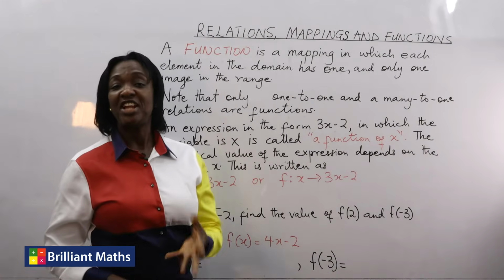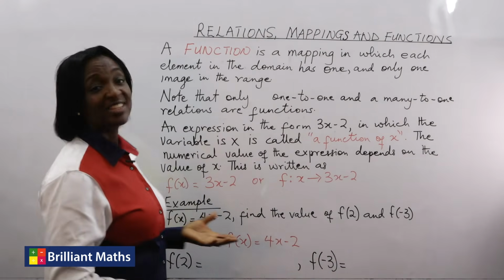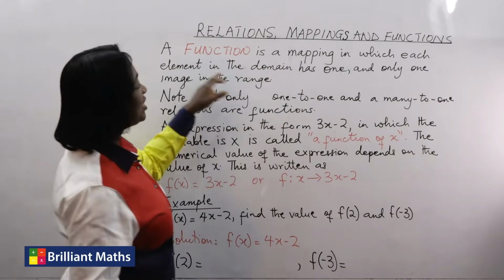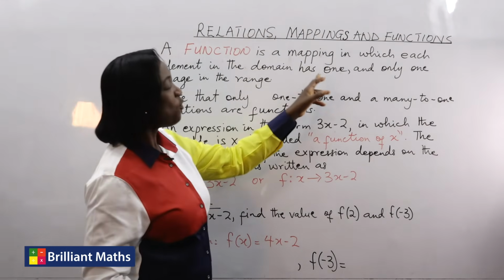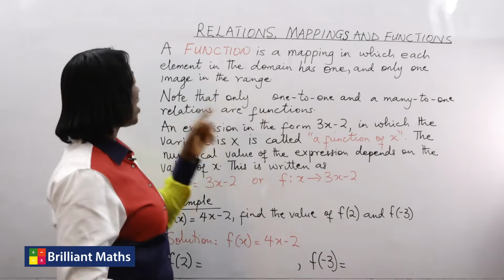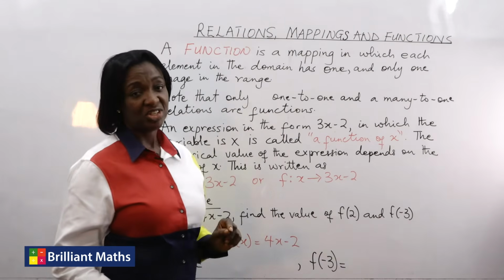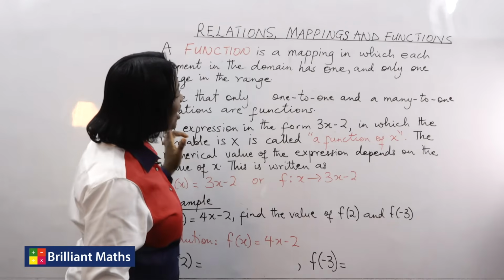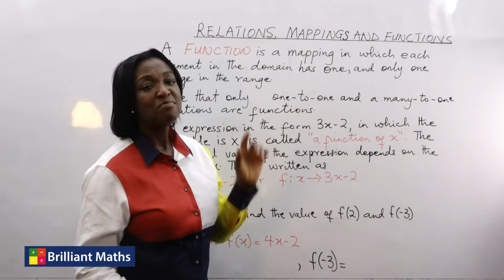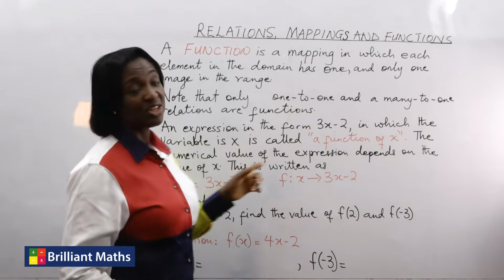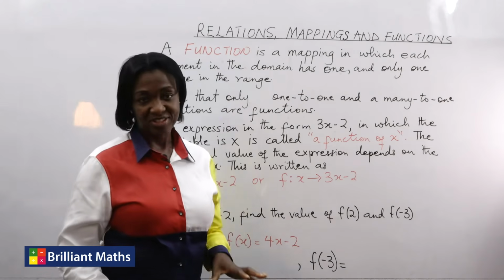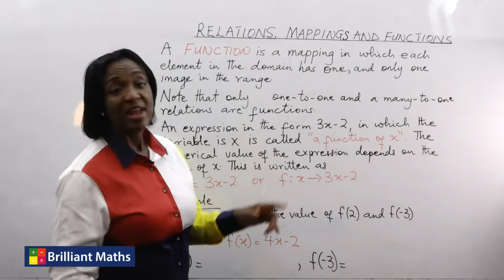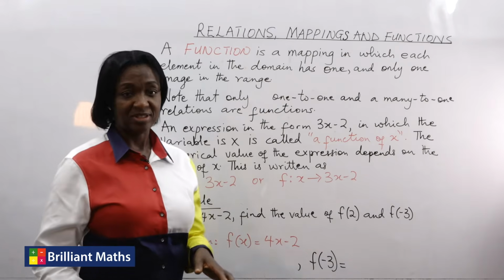We are still looking at relations, mappings, and functions. A function is a mapping in which each element in the domain has one and only one image in the range. Note that only one-to-one and many-to-one relations are functions. That means that one-to-many and many-to-many relations are not functions.